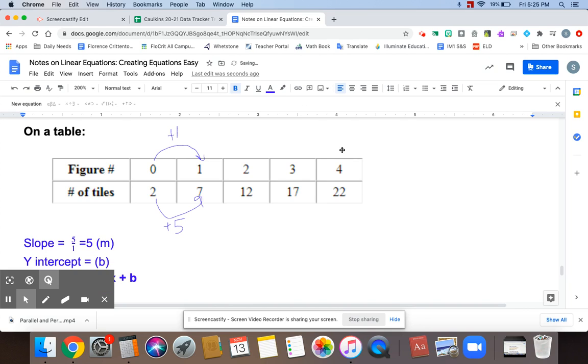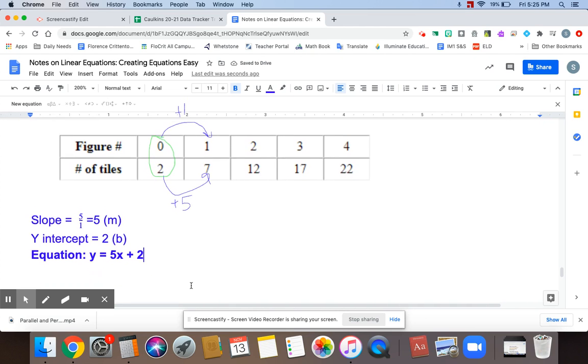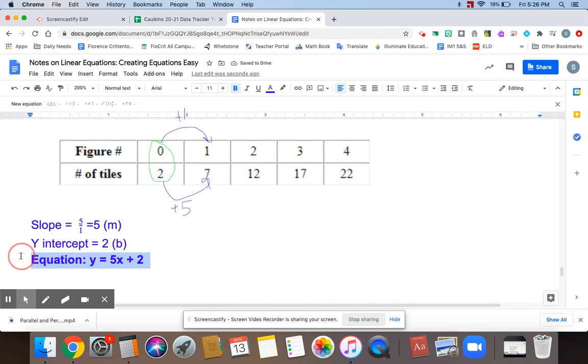And then what's my y-intercept in the table? Remember, for y-intercept, it's when the x is 0. So this is where x is 0 and the y is 2. So figure number 0 starts with 2 tiles. So then my plus b is plus 2. And that's the equation for this table.